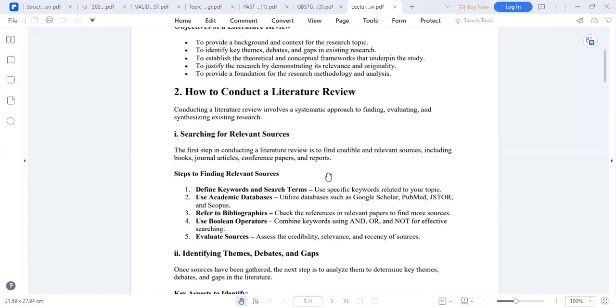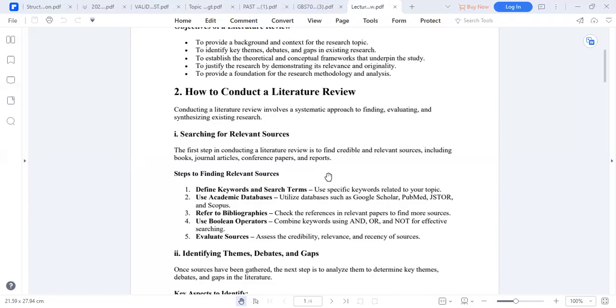You need to use academic databases. So now you utilize Google Scholar, you utilize PubMed, JSTOR, all these are credible sources. Then you also need to refer to bibliographies. You need to check references that are relevant. These are credible sources, so you need to have those journal articles, some of them from paid-for sites. You also need to combine keywords and or when you're coming up with good topics.